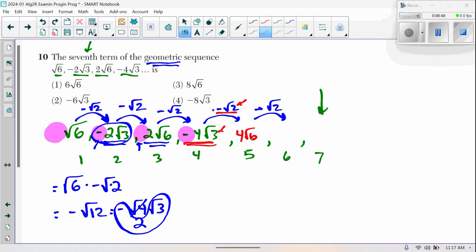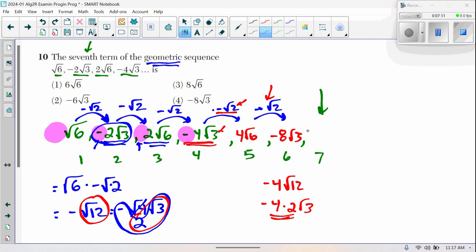I've got to do it again. Okay, now this time I'm multiplying it by a negative radical 2. So a positive times a negative is negative. And I end up with negative 4 radical 12. Didn't we just say radical 12 is 2 radical 3? It's negative 4 times 2 radical 3. If I multiply these two, I get negative 8 radical 3.